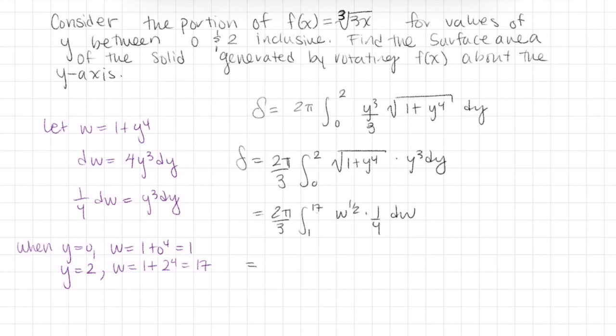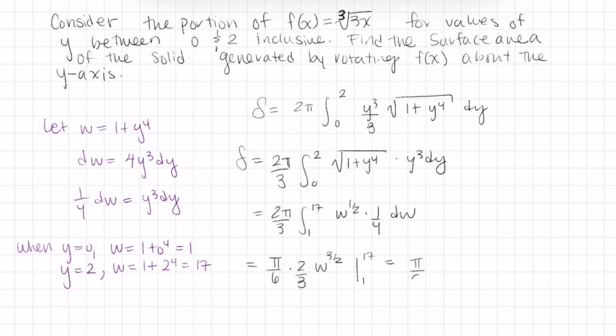Integrating, we end up with pi over 6, and this pi over 6 comes from multiplying 2/3 times 1/4. That'll simplify to 1/6, and we have that additional pi multiplied to that whole product. So this is pi over 6 times 2 over 3 w to the 3/2 power from 1 to 17, and evaluating at our limits of integration. And again, I'm going to keep simplifying this constant out front. Pi over 6 times 2 over 3 is just pi over 9.